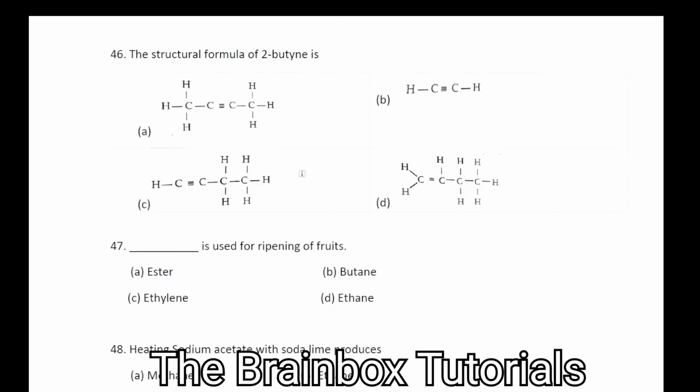Now number 46. The structural formula of 2-butene. The options here are A, and you can see the 4 structural formulas given. Look at it clearly after pausing the video and choose the correct one. The correct option will be A, because see, it is butene, that means it is alkyne, so a triple bond should be there. So in all these 4 diagrams you can see that D does not have a triple bond, so D is already eliminated.